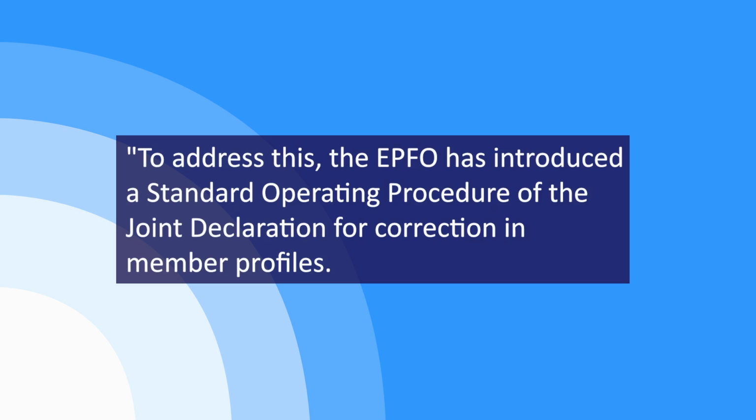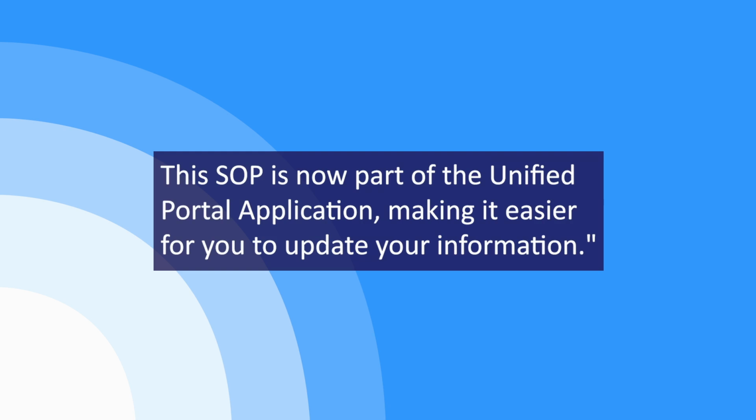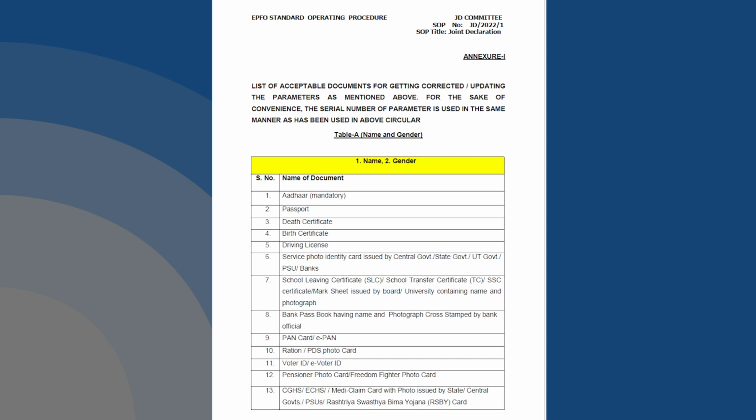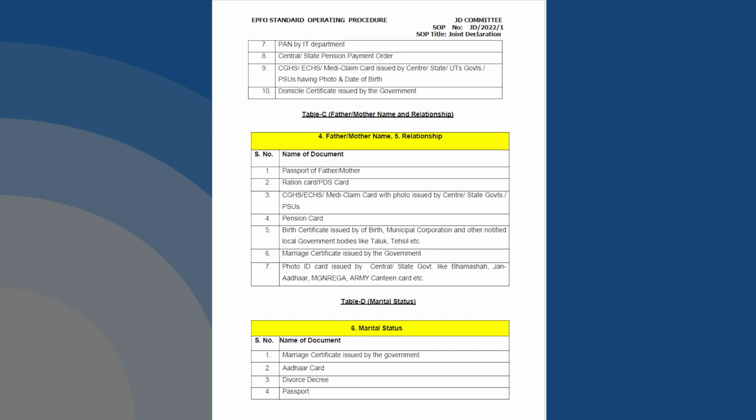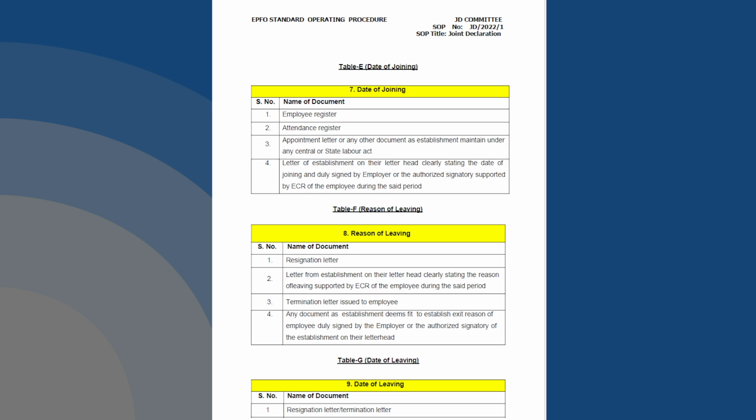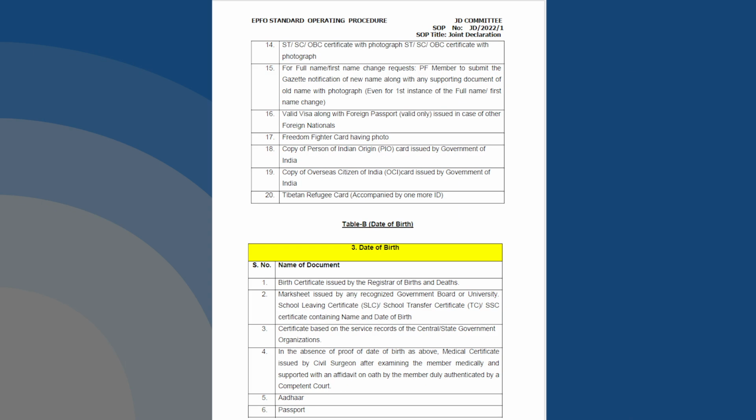To address this, the EPFO has introduced a standard operating procedure of the Joint Declaration for Correction in Member Profiles. This SOP is now part of the Unified Portal application, making it easier for you to update your information. Please note that any of these three documents with the same name can be uploaded on the portal. Also, note that Aadhaar card is a common document among three documents.